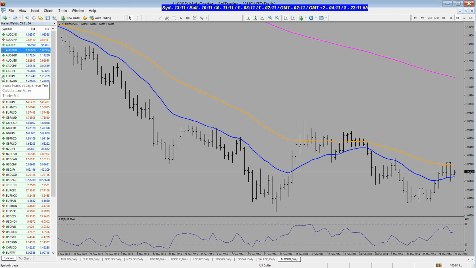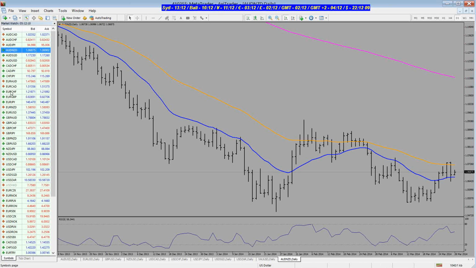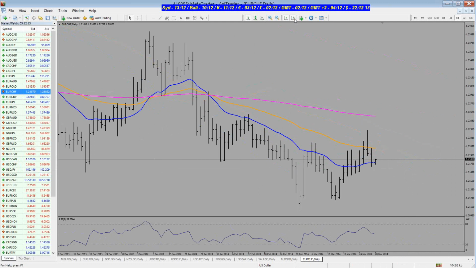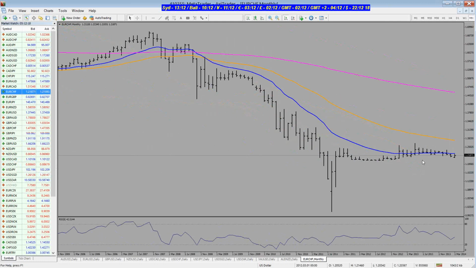Euro Swiss. Okay, here's another one. We don't trade short anything under $1.24. I don't want you to trade short. There's just no point. The reason I say that is because it's got a floor on it. You can see the Central Bank of Switzerland, the SNB, are protecting that price of $1.20.